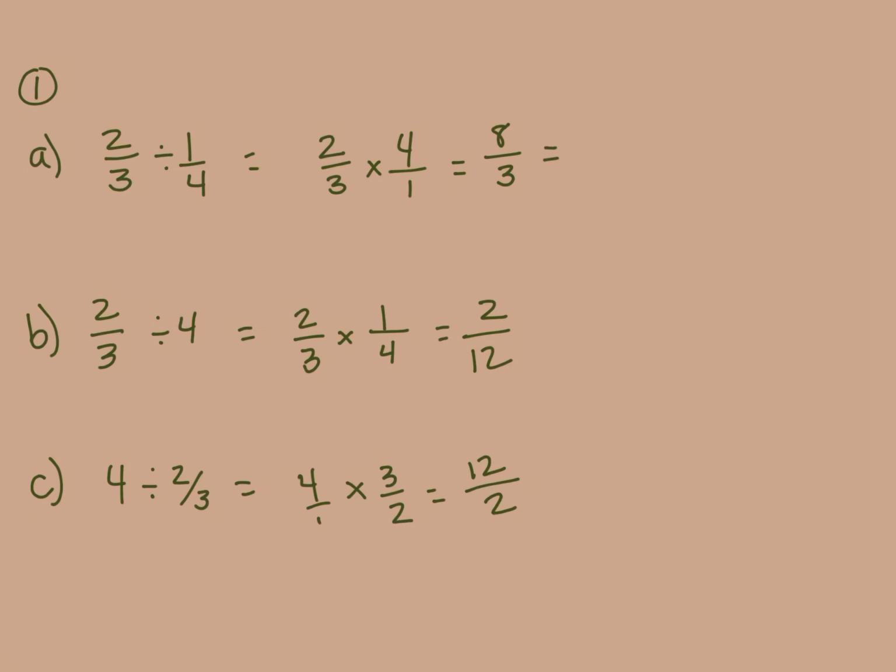And now we change into mixed numbers or reduce. 3 fits into 8 twice. 3 times 2 is 6, but we need 2 extra to get to 8. 2 goes into 2 once, and 2 goes into 12 6 times. 12 divided by 2 is 6.